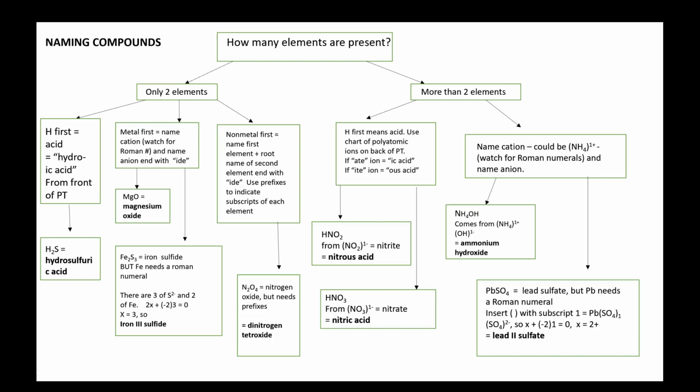PbSO4, 3 capital letters. I look on the back, I recognize SO4 is sulfate. So it's lead sulfate, but lead needs a Roman numeral. You're going to insert parentheses with a subscript so that you know that the subscript is 1 outside the parentheses. Sulfate is negative 2 charge. So what you have is the charge for lead, X, plus negative 2 times the number outside the parentheses, which is 1. X is positive 2, so it's lead 2 sulfate.